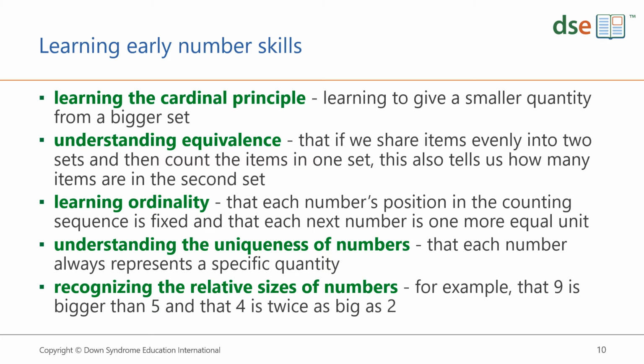All those things need to be learned before we really move on to any sort of calculating, adding, subtracting. The next thing also that needs to be learned is that each next number is one more equal unit. That these words do have very specific meanings, and that as we go up the counting system, each next number represents one more equal unit. Okay. They also, of course, have to understand the relative sizes of numbers. They have to get the fact that each number represents a specific quantity, and that doesn't change. 9 is always 9 items, and so on. But then they also have to realize that 9 is bigger than 5, and 4 is twice as big as 2. They have to begin to understand the relative sizes and the relationships between numbers.